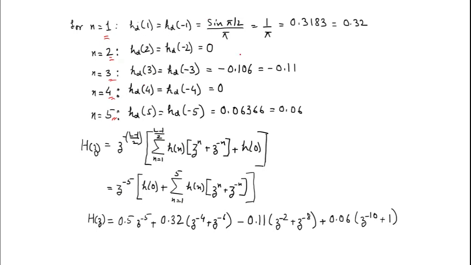Now we have already discussed that for the FIR filters, HD1 is equal to HD of minus 1, HD2 is equal to HD of minus 2, HD3 is equal to HD of minus 3, HD4 equals HD of minus 4, and so on. Now the next thing is, once you have got the HN values, we have got them when n is varying from minus 5 to 5.